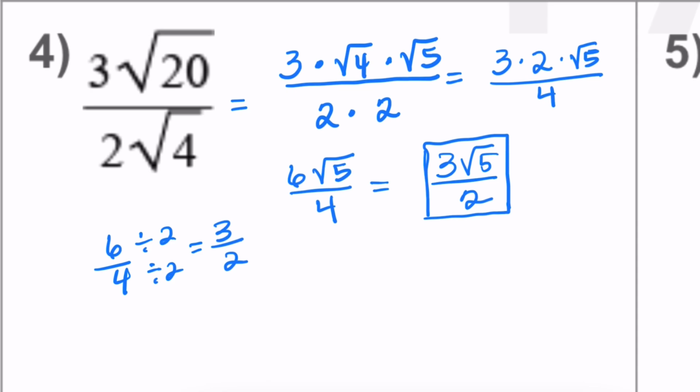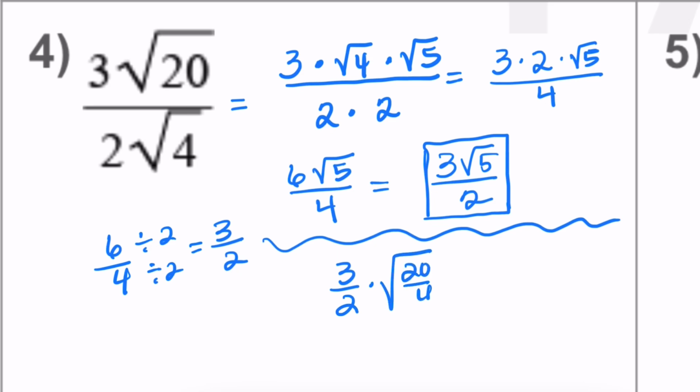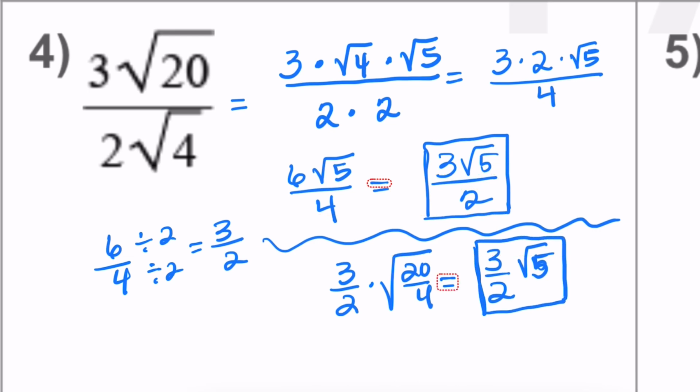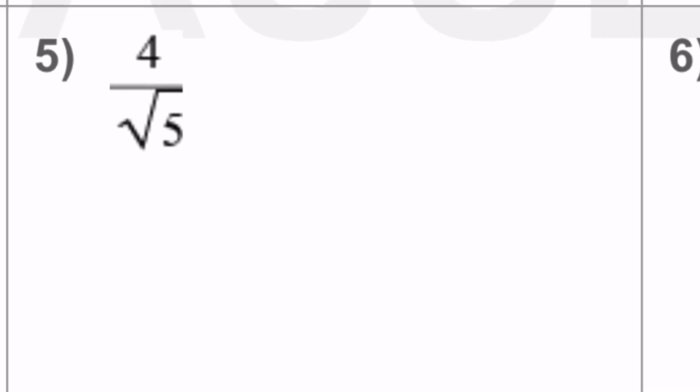And now that I look at it, guess what? I guess I could have done it like this. 3 over 2 times the square root of 20 over 4. And you get 3 over 2 times the square root of 5. Look at that. Another way. Now we're done.